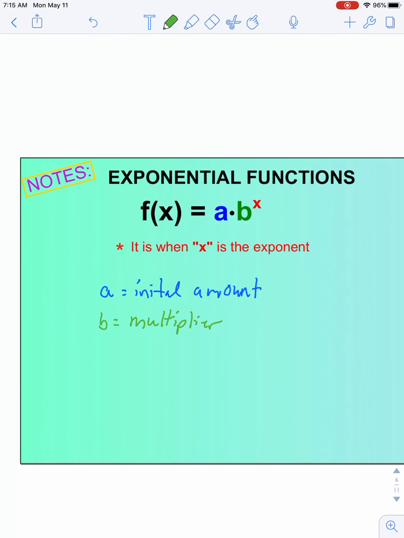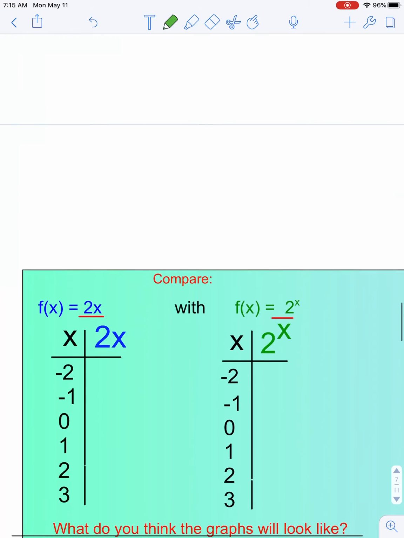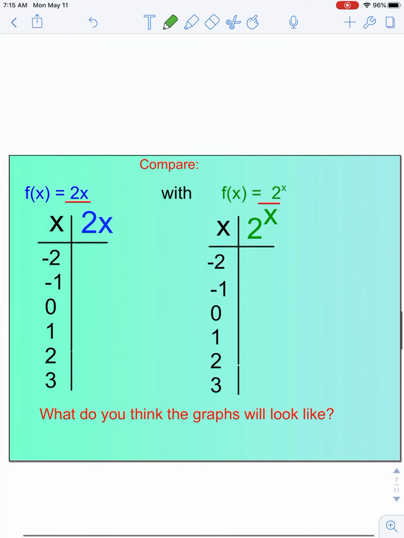All right, and you might want to stop and actually just write that down. But today we're just going to have to plug things in. So if we compare these two, they look very similar. This is 2 times x. And this one, the green one, is 2 raised to the x. And on your calculator, you'll have to calculate using that arrow key, which I'll show you in a minute. So what do you think these graphs will look like?